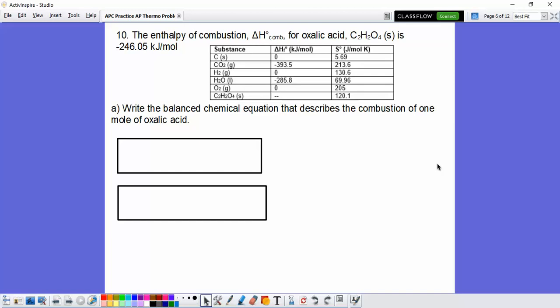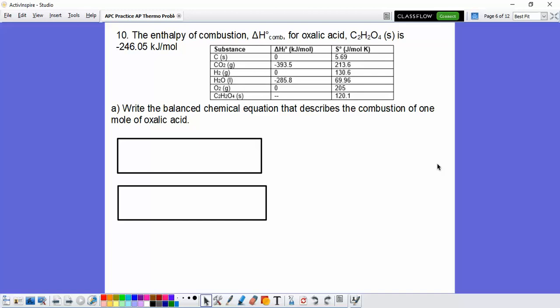We have the enthalpy of combustion, delta H comb, which is really just the delta H of reaction for oxalic acid. Okay, and that's C2H2O4. Sometimes it's written as H2C2O4. I don't know why it was written that way this time. All right, and we're given that it's negative 246.05. So that's a very exothermic reaction, which makes sense because combustion reactions are exothermic. And then we're given a chart of all of these different substances, the delta HFs and the S values for all of them.